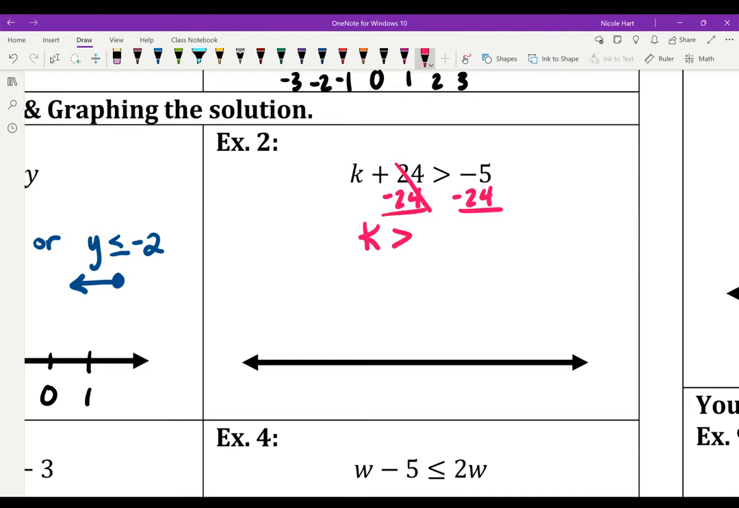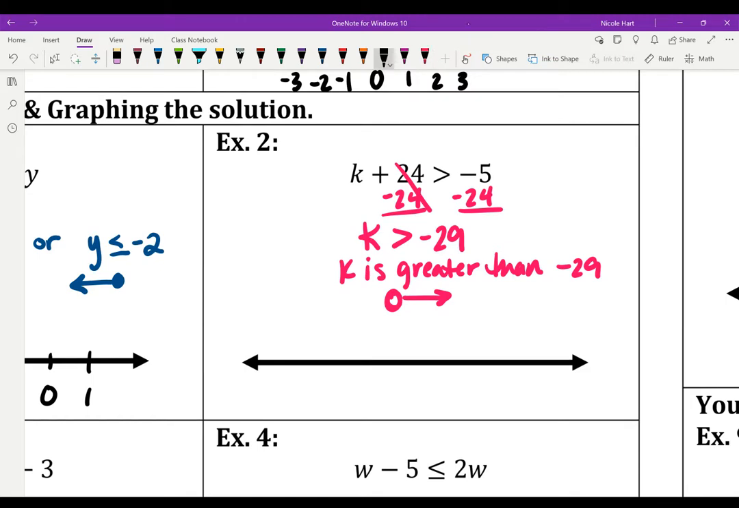If you need to use your calculator, please do. Especially subtraction with negatives, it's terrible, very difficult until we get a good handle on it. So feel free to use your calculator. So negative 5 minus 24 gives us negative 29. And so this is saying that k is greater than negative 29. Thinking about it in words, that greater than symbol gives us an open dot, and we are going to go to the right.